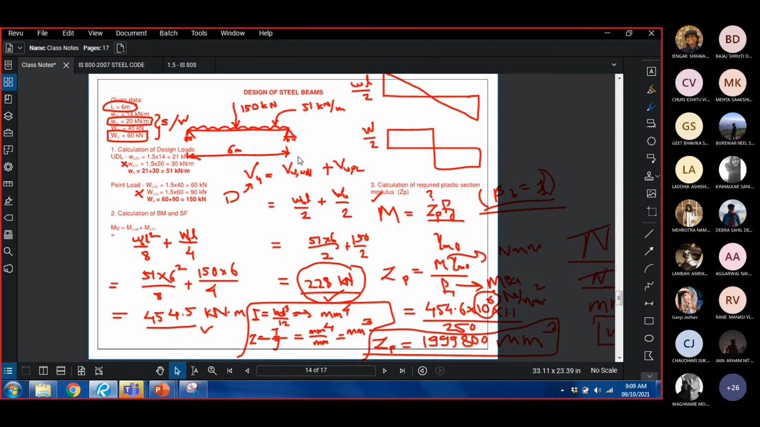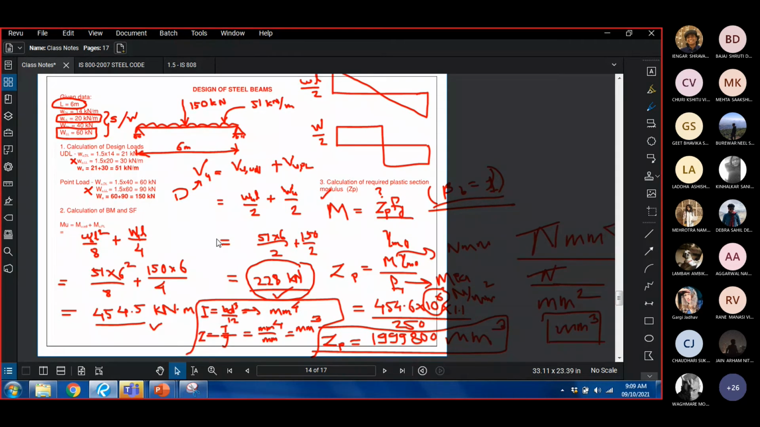So we have loading, we have span. We find out what is the bending moment. We find out what is the shear force. The objective is to choose a section that will satisfy these, or the section that will have the strength greater than these values.